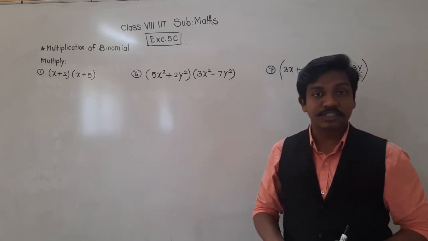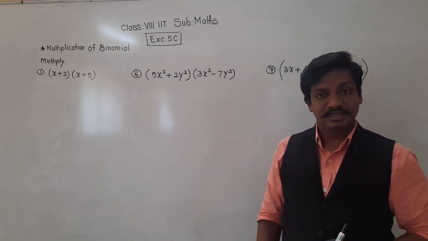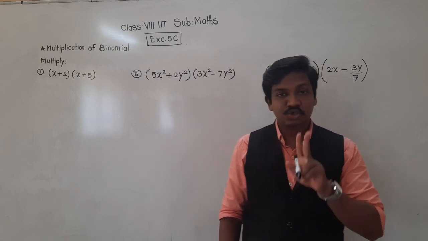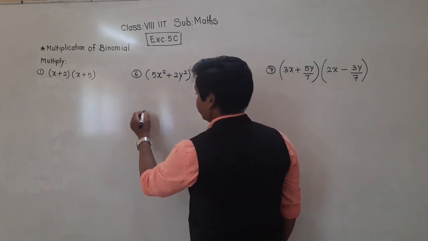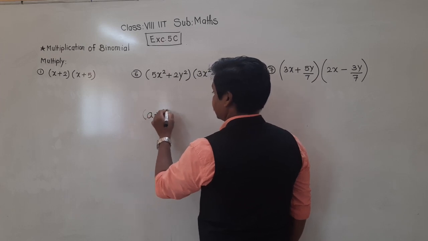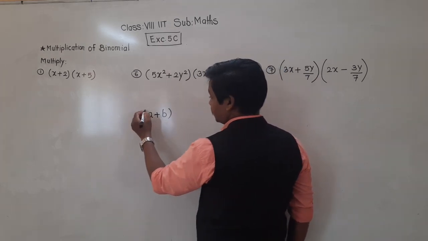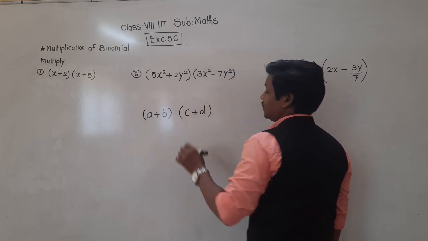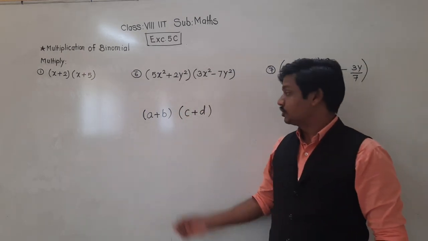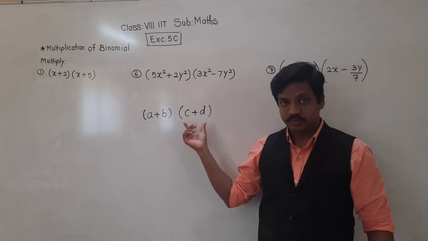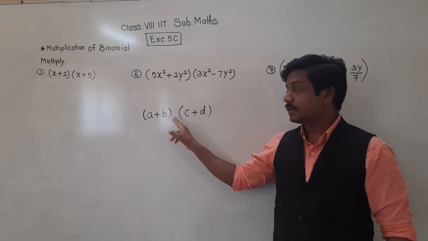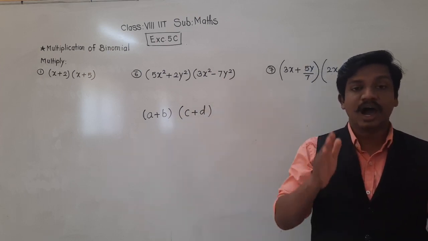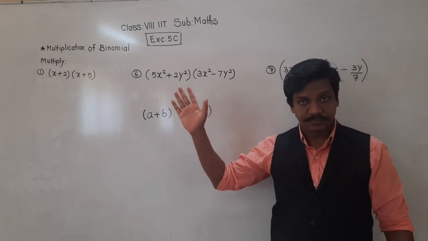If you remember, a binomial means an algebraic expression with two terms, like a plus b. Suppose a plus b is one binomial and c plus d is another binomial. If you want to multiply these two binomials, a plus b multiplied by c plus d, how to multiply, that we are going to learn today.